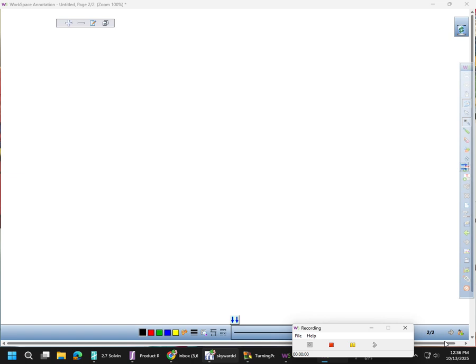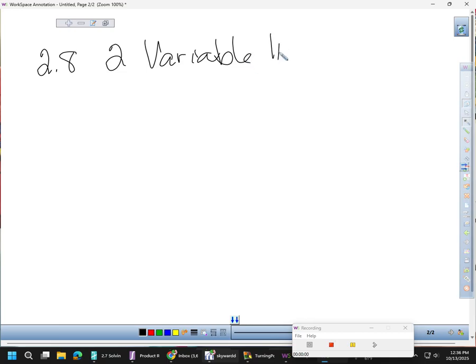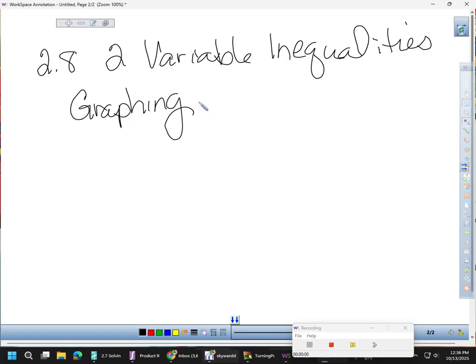Go. We are doing section 2.8. This is two variable inequalities. Now when I say an inequality, the first thing you think of is a number line, right? Not what we're doing. Today we are graphing, and when I say two variable, it's like having a line, but they have an inequality sign instead.